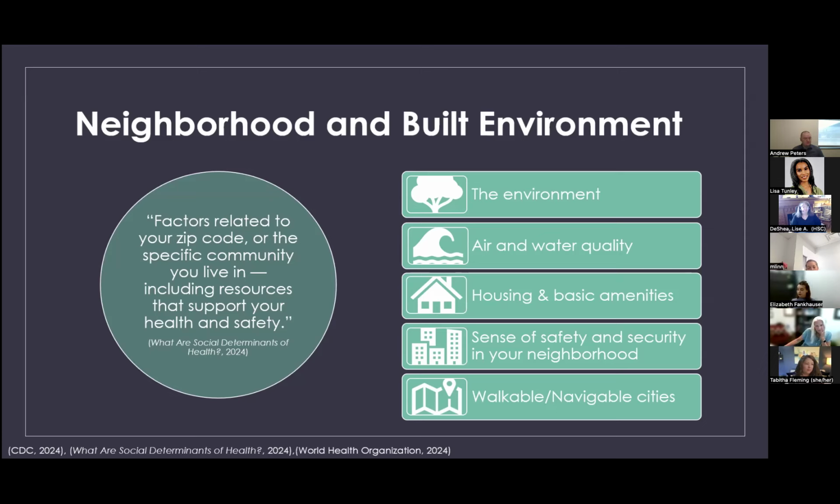Navigable cities make it easier to get people moving and active. It is also easier for those with disabilities to travel and be out in the world and get healthcare when needed. Walkable and navigable cities are also associated with a better quality of life and a higher sense of community.